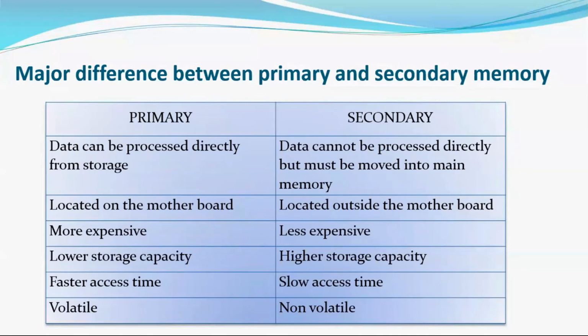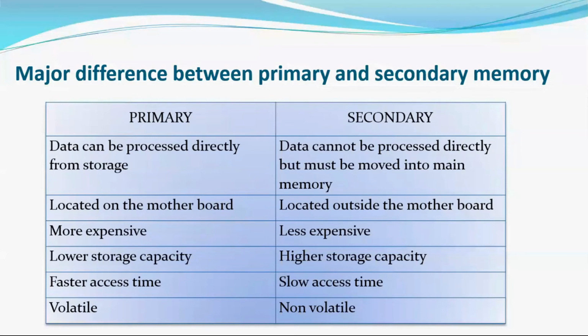The primary memory is found on the motherboard. The secondary is located outside. The primary is more expensive compared to the secondary. The lower storage capacity for primary, higher storage capacity for secondary. Faster access time because it's on the motherboard and near the CPU for the primary devices, then slow access time because they are external. Okay, information has to move over long distance.